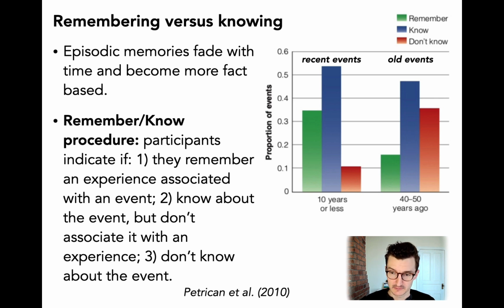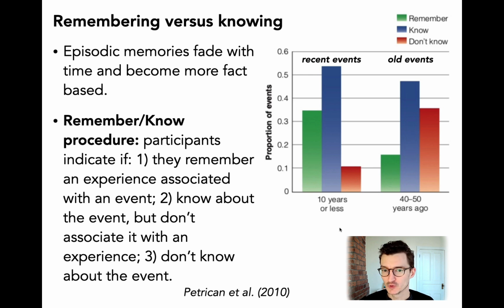And we can see this using a procedure known as remembering versus knowing. So the researchers in this study asked participants, in this case older adults, about recent and older events. And the events ranged from 1952 to 2001. Right, so one historical event here would be like the death of John F. Kennedy.